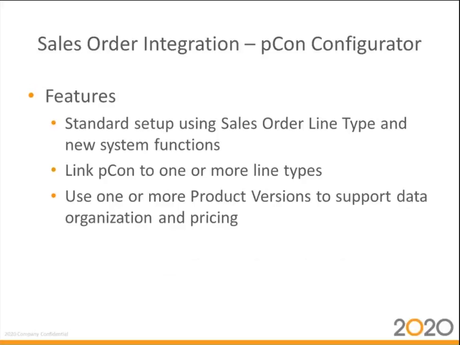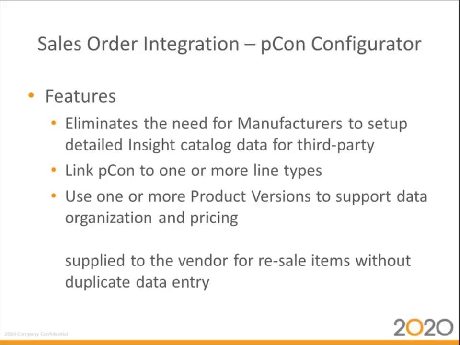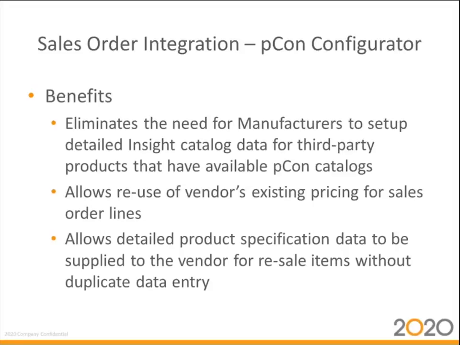So what we've done is an integration to pCon within the Insight order entry in your interactive mode. As I'm entering a line item, I can select a line type that's linked to this pCon configurator. It will launch pCon, allow me to select an item, configure it, and then it will import that item to that order line in real time. And primarily what that does for these buyout type items, it eliminates the need for these manufacturers to set up all those other catalogs again in their own Insight catalog data.